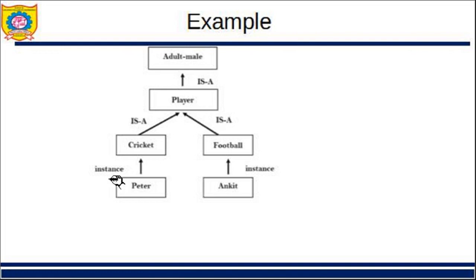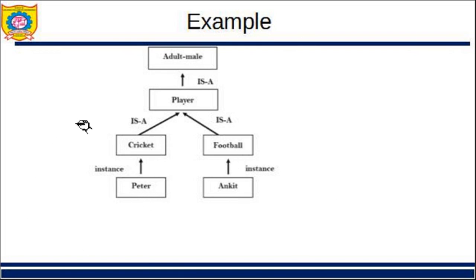"Is a" is an attribute, instance is an attribute. So Peter is an instance of this class. Cricket is one class, and Peter is an instance of that particular class. So they are related by which relation? Instance relation. Ankit is an instance of the football class, meaning he is a football player, and the cricket player is Peter.